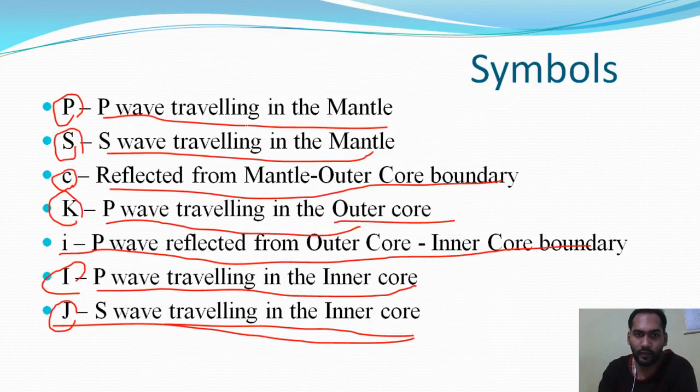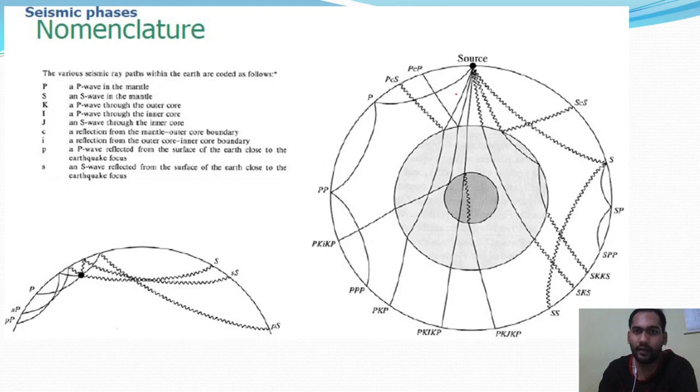So let's go to the next diagram. Here you can see the zigzag lines are S, and the direct lines are P, right? These lines are P, these zigzag lines are S. So you can see here it is represented as P, here it is represented as P. That means, yes, here it is the source.